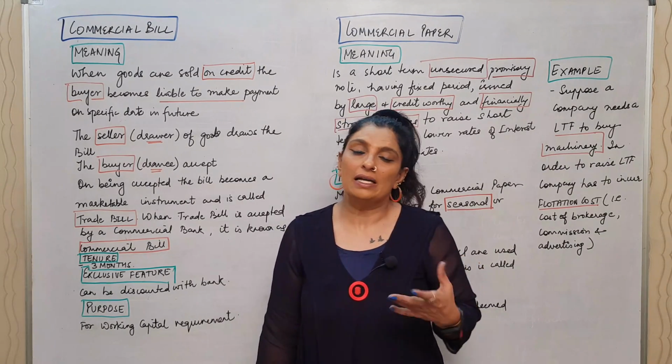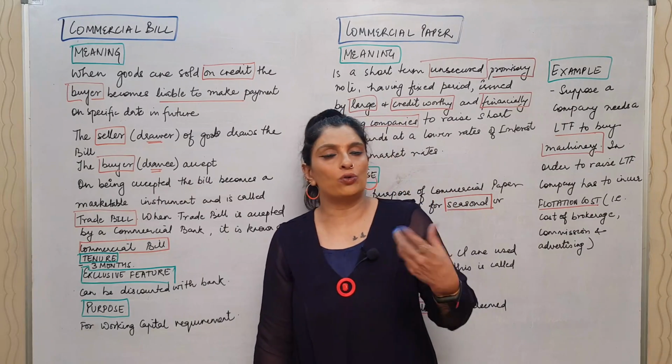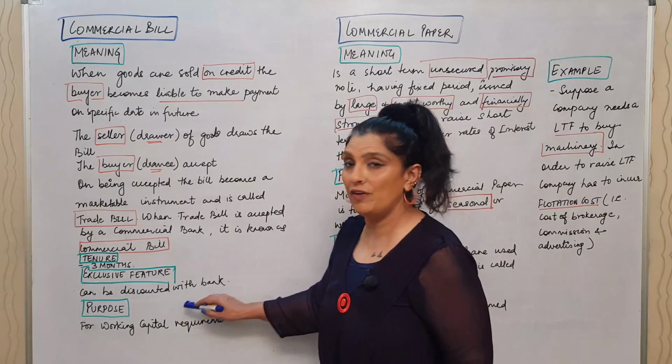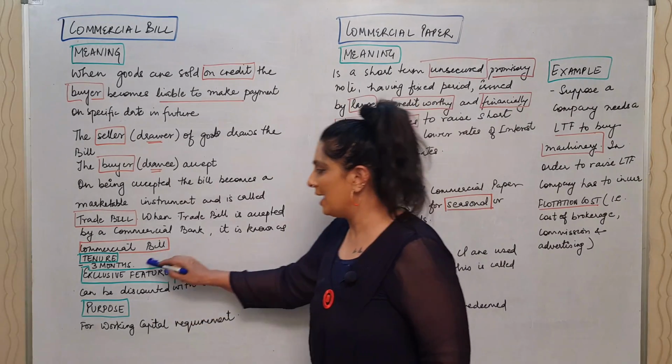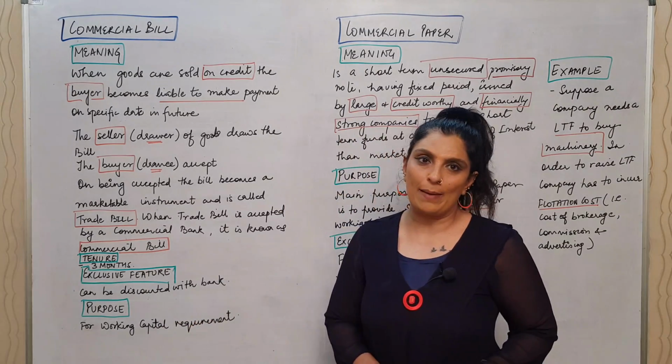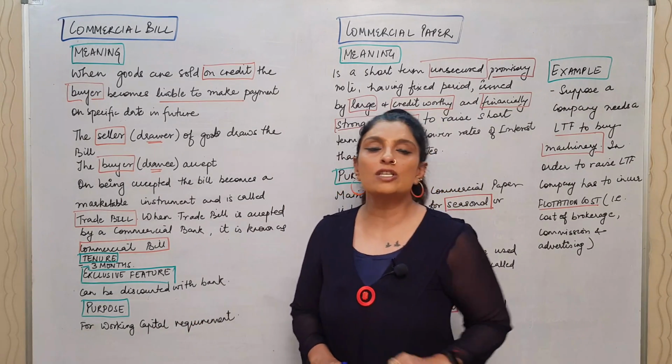Of course, you already know that it can be discounted with a bank. Why? Because whenever the seller is in urgent need of money, they can go to the bank and get it discounted. So we have here as exclusive feature, it can be discounted with bank, and the tenure is usually 3 months, and the purpose is for the working capital requirement. So this is about commercial bill.